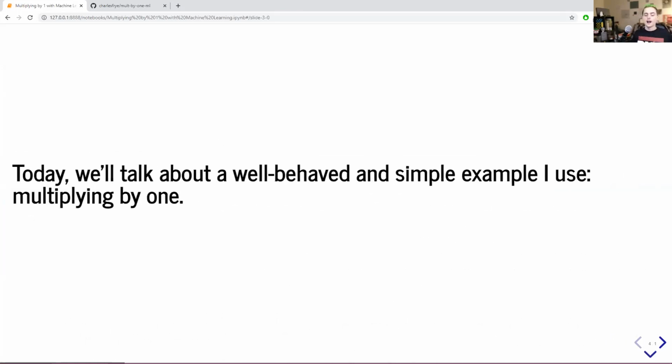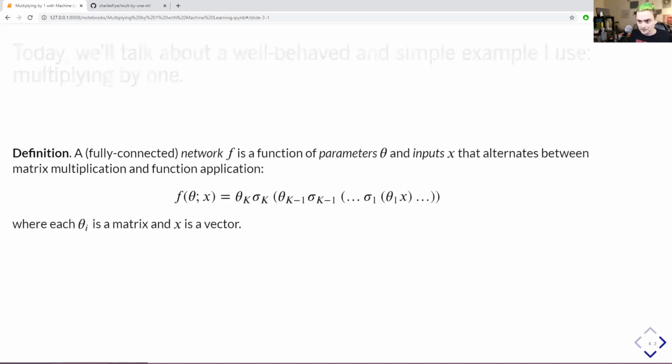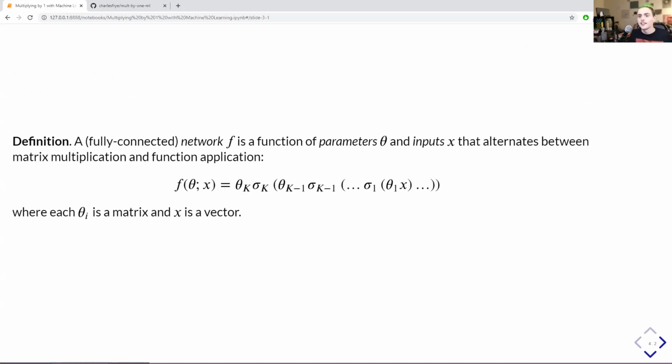So the two sides of this coin are, you have one example that's the canonical gnarly bad example, and then you have one example that's the well-behaved and simple example. And for me, I use one that is effectively just multiplying by one with a deep neural network. So let's go through this. It's got a mathematical inspiration, and so I took a mathematical approach here.